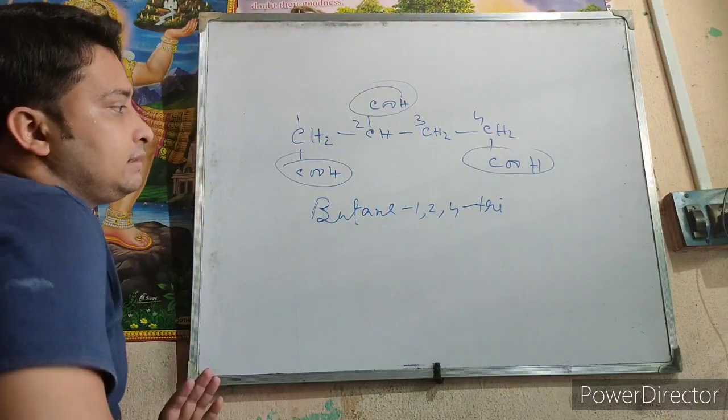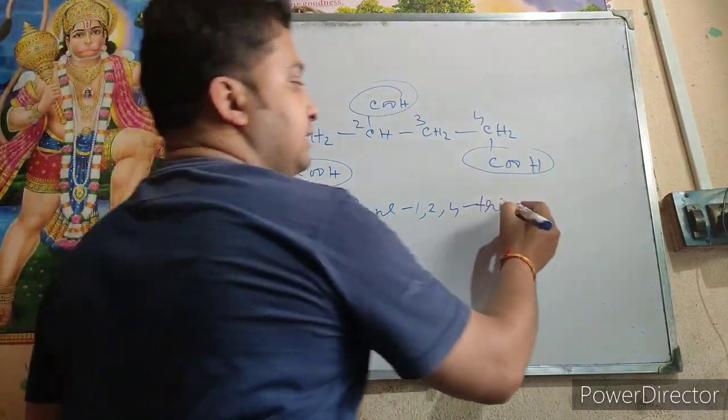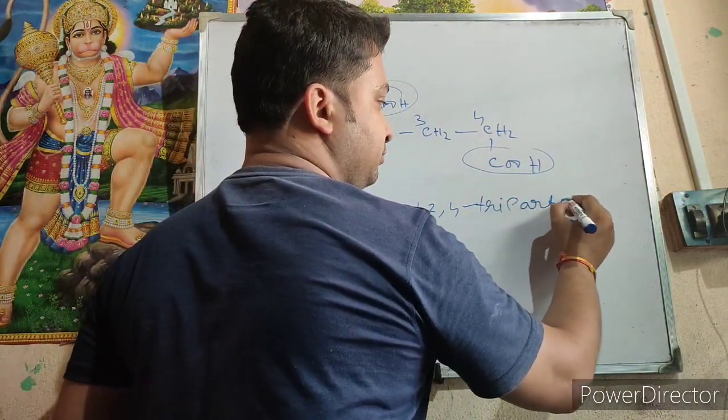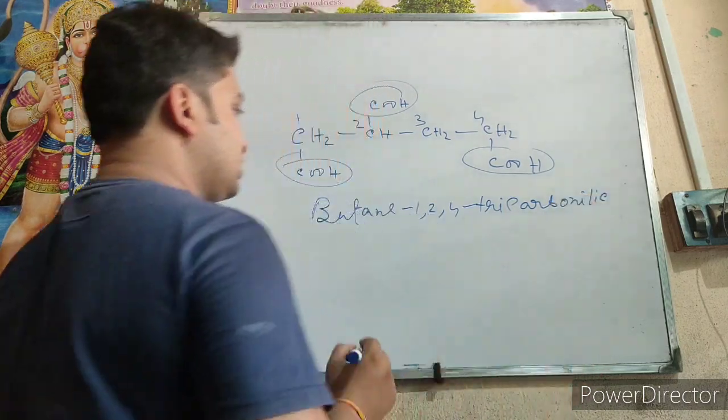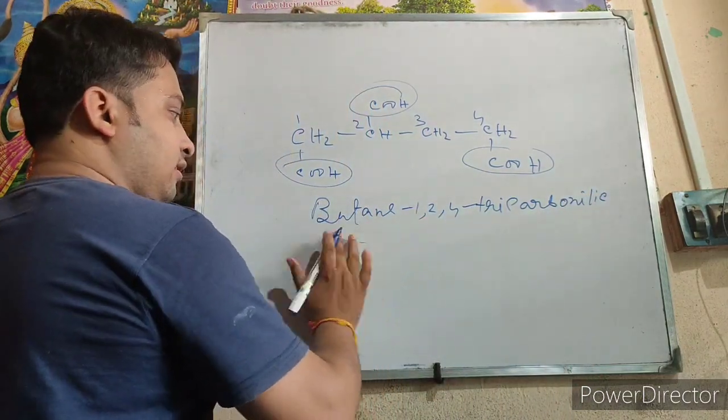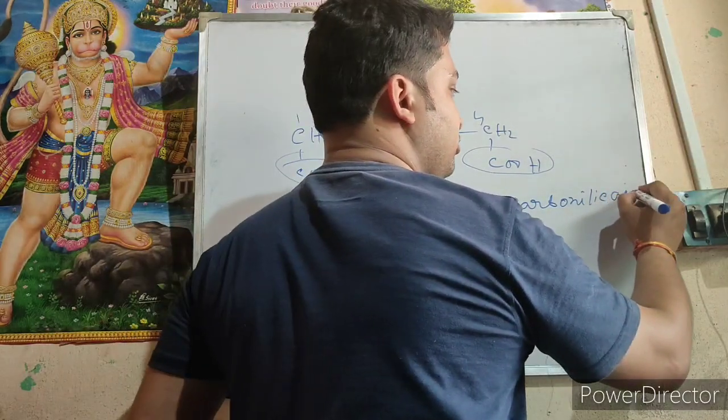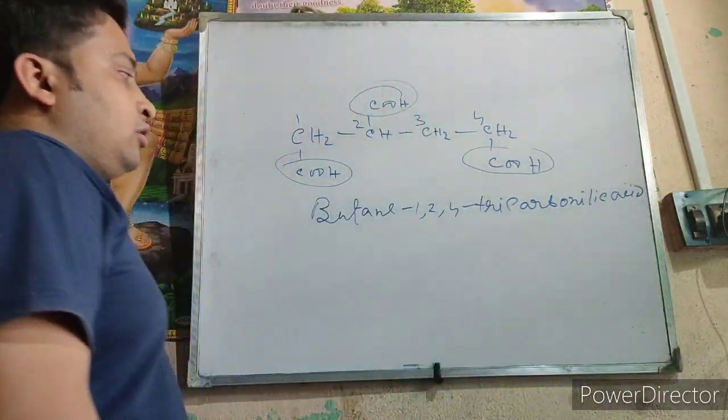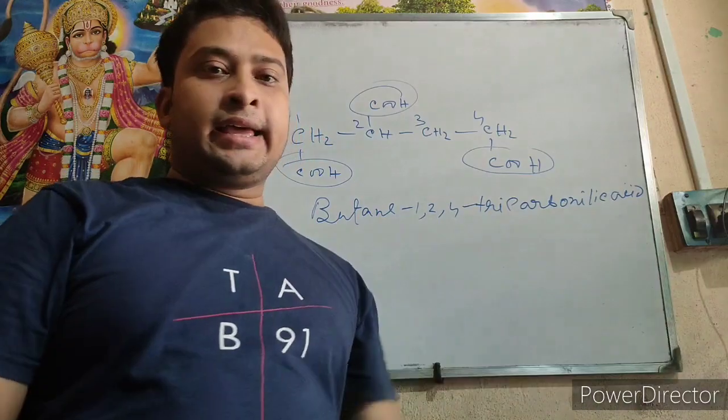This is butane 1 2 4 tri, and this is the carboxylic group, so this is carboxylic acid. You should write it in one line, so this is carboxylic acids. So butane 1 2 4 tricarboxylic acid.